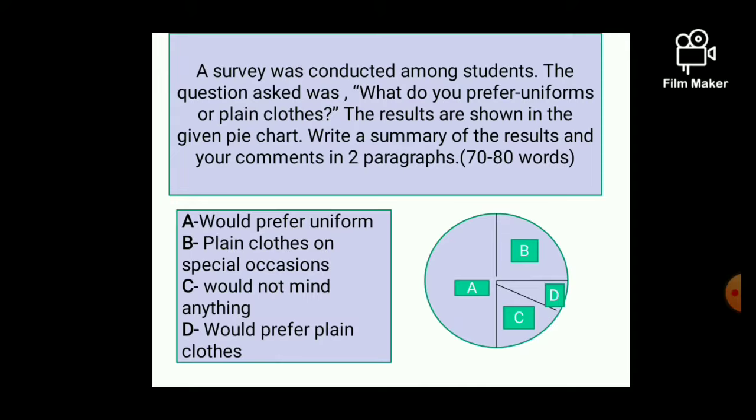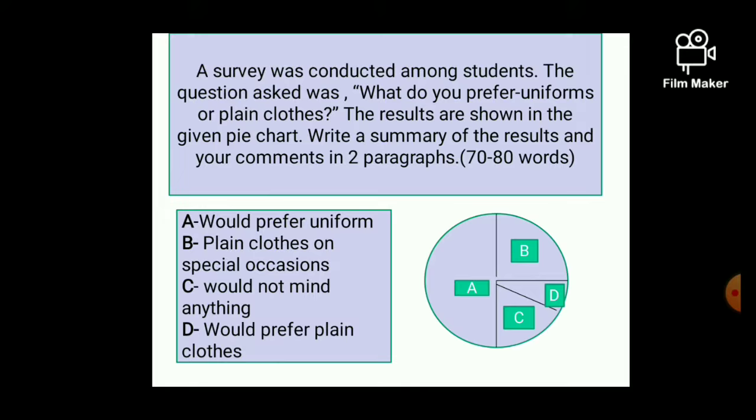So here again it's similar, A, B, C, D. The quantities are the same, majority, quarter, less than a quarter, and minority. Only thing is you have to join this pie chart to the words that are given here. So A, that means majority of them would prefer uniforms, whereas, use the joining word, whereas a quarter of the students, survey was conducted, yeah. So a quarter of the students preferred plain clothes on special occasions. Then you put a full stop. Then you join the C and the D.